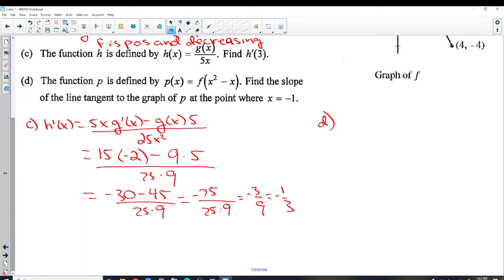Let's see, D. The function p is defined by that function. Find the slope of the line tangent to the graph of p at the point where x is equal to negative 1. So slope of tangent line. So p prime of x is x squared minus x times 2x minus 1. So a chain rule: take the derivative of the outside, leave the inside alone, multiply times the derivative of the inside.